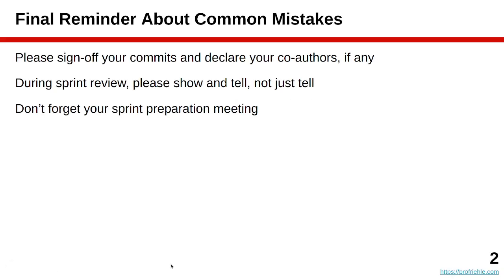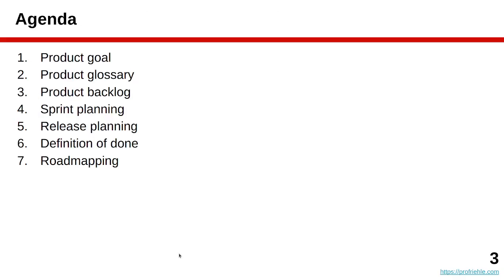As a final reminder, please make sure that you properly sign off your commits. If you don't do that, and in particular if you don't declare your co-authors, we will not be able to see which work you did, and hence you will not get any grade for it, or a rather poor grade. Also, again, during sprint review, don't talk about it, show your work, point to it and explain it, do not just tell. And also, don't forget the sprint preparation meeting.